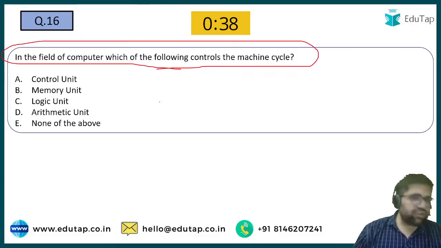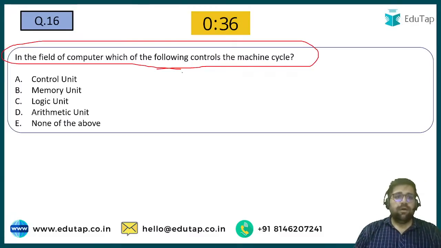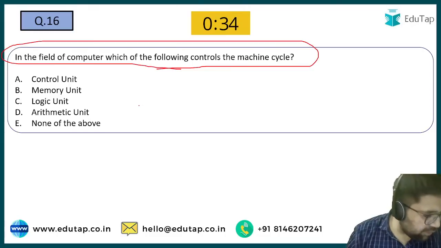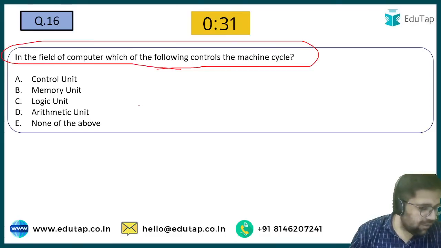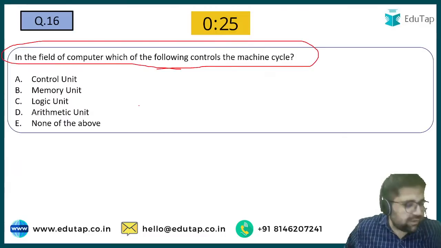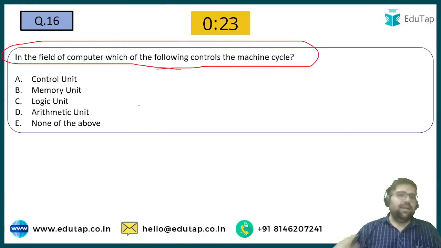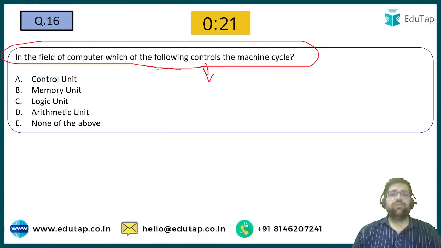What is the answer for question number 16? Why people are going with arithmetic unit? How arithmetic unit is the correct answer? You are answering for the previous question, I think. There is some lag which is going on, I think. Yes. Which controls? Control means what? Manages. Therefore, the answer will be control unit.